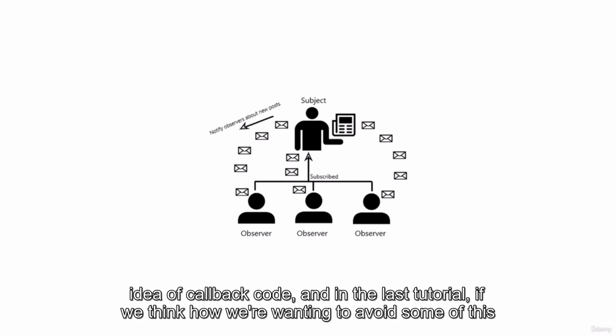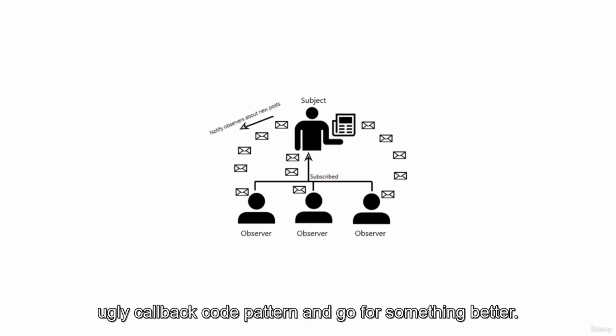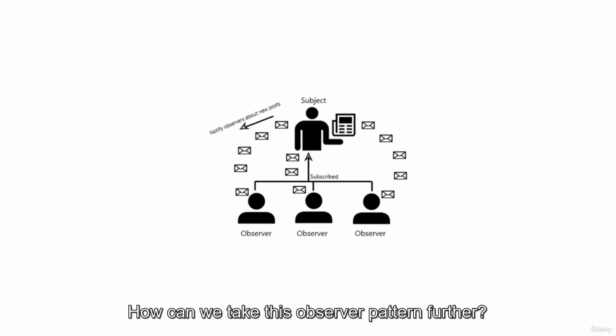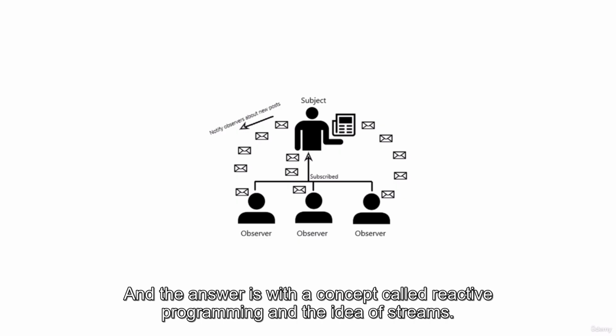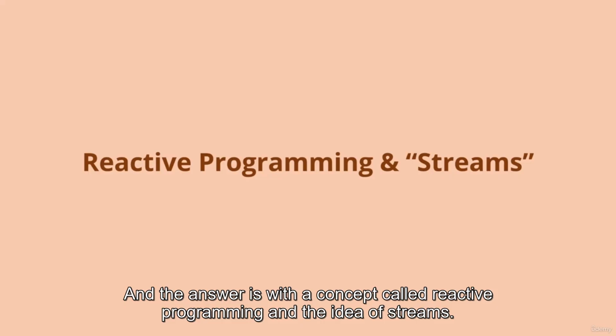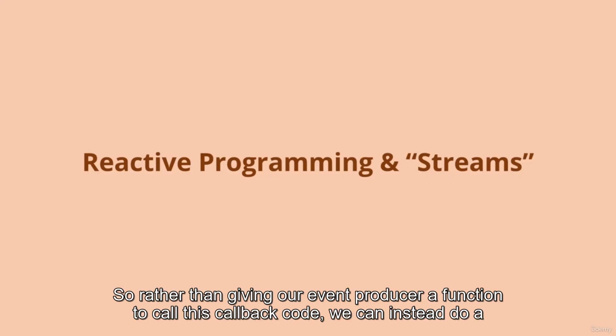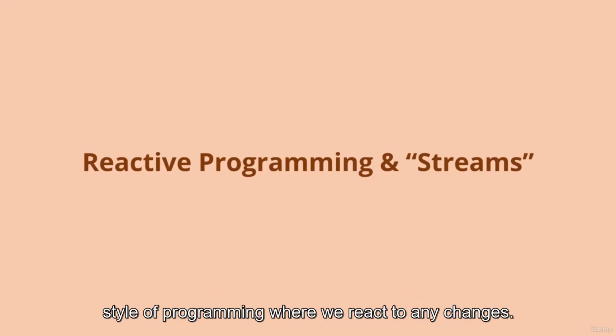So if we've covered the idea of observer pattern before, with our click listeners and the idea of callback code, and in the last tutorial, if we think how we're wanting to avoid some of this ugly callback code pattern and go for something better, how can we take this observer pattern further? And the answer is with a concept called reactive programming and the idea of streams. So rather than giving our event producer a function to call, this callback code, we can instead do a style of programming where we react to any changes.